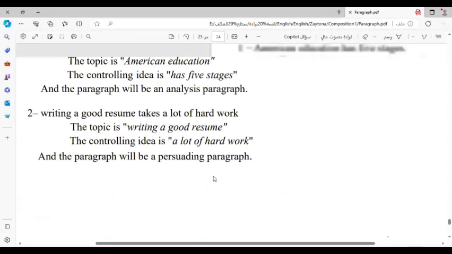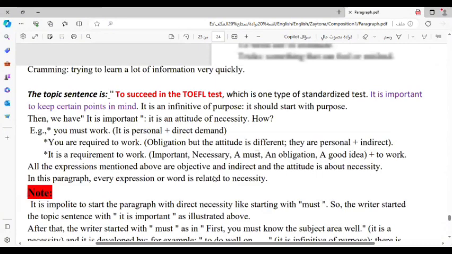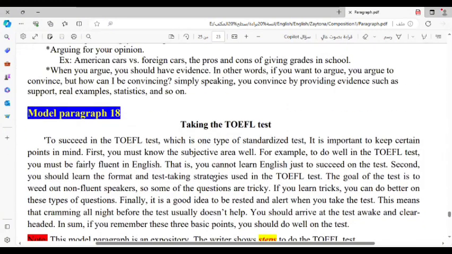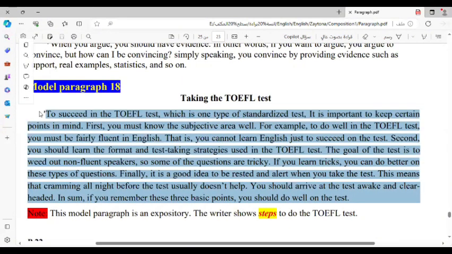Okay, maybe we have enough time in order to write this paragraph, which is an expository paragraph. Okay, yes, please, who can read this paragraph? Yes, yes, go ahead.